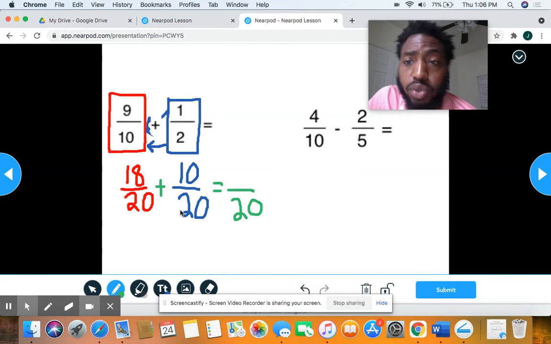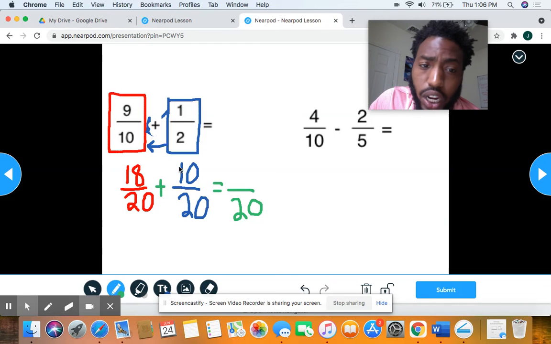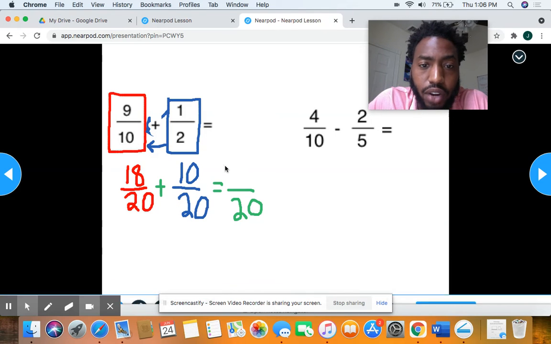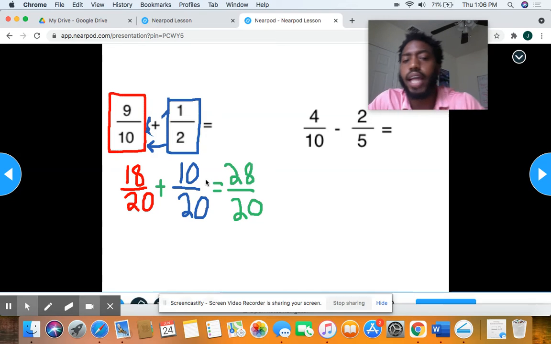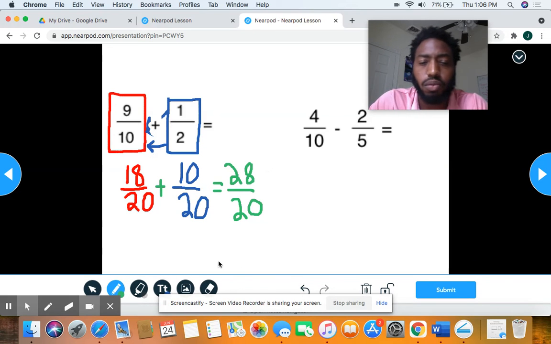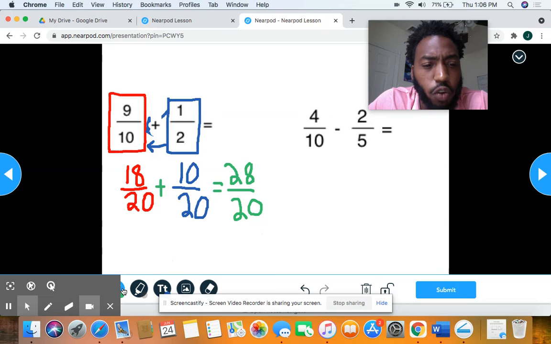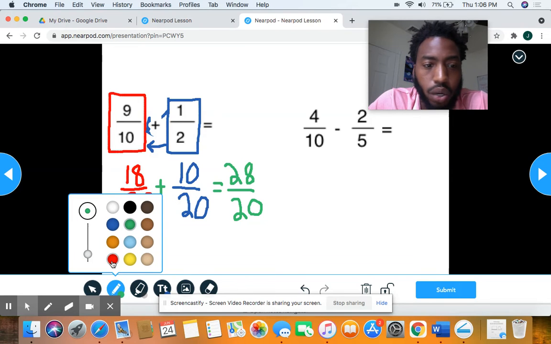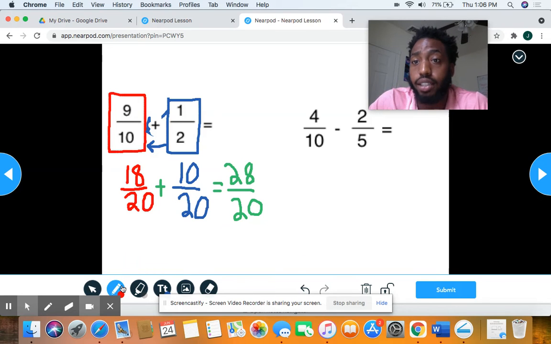And then for the numerator, we will just add straight across. So 18 plus 10, you got that right, that is 28. And that's how we add fractions using our common denominator strategy. And you might say, wait a second, what if we have to subtract? And I say, okay, we'll use the exact same common denominator strategy.